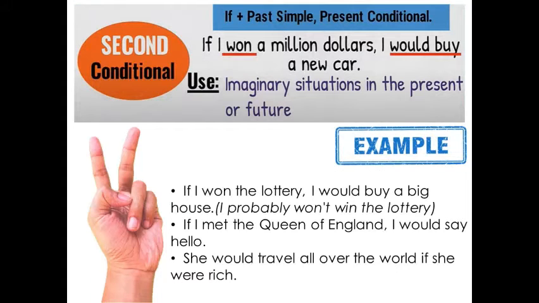Second conditional. We form it by if plus past simple, comma, present conditional. We use it for imaginary situations in the present or the future. For example, if I won the lottery, I would buy a big house. I probably won't win the lottery. Or she would travel all over the world if she were rich.